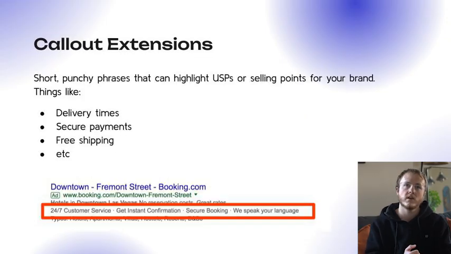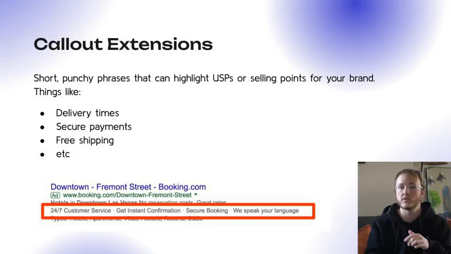Callout extensions, they're a weird one to use. They're just a word or a couple of words that appear below the ad. Usually here you'd want to link to selling points for your business or unique selling propositions. You can put free shipping here, you can put discounts here, you can say 20% off, you can say 3 to 5 day shipping, free shipping. There's really anything here, but you only have 15 characters here, so it has to be pretty concise.